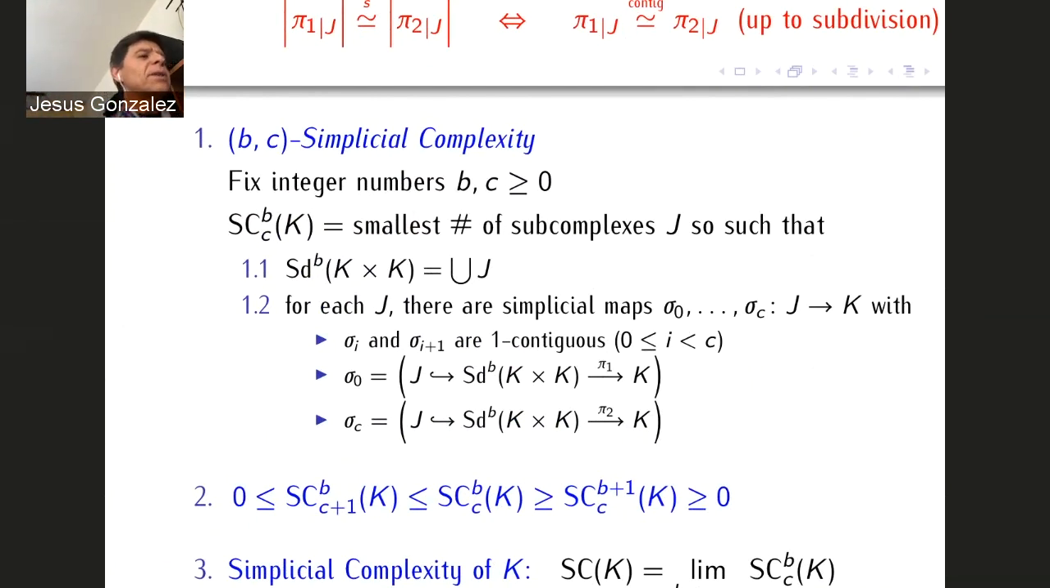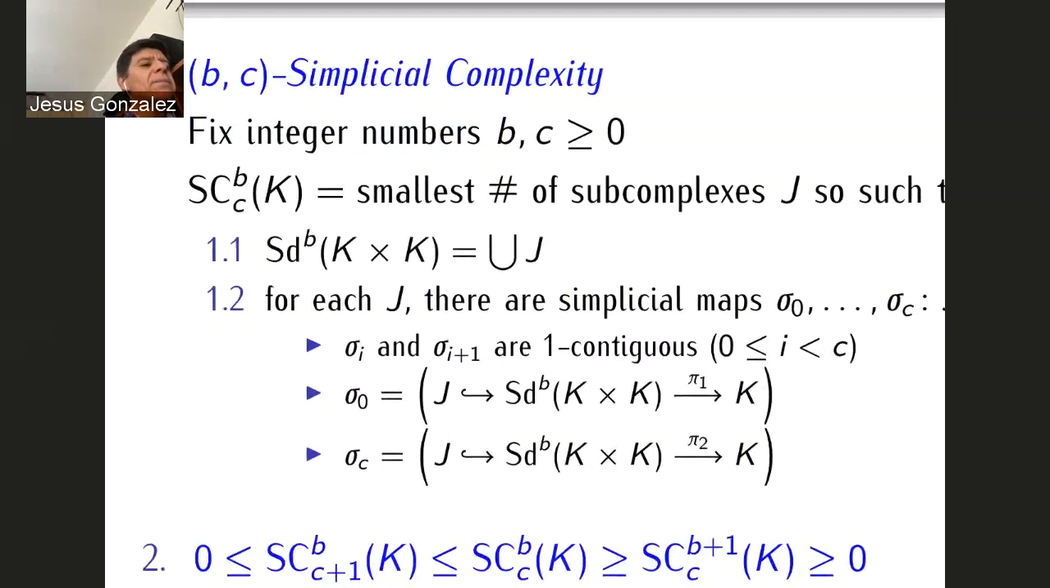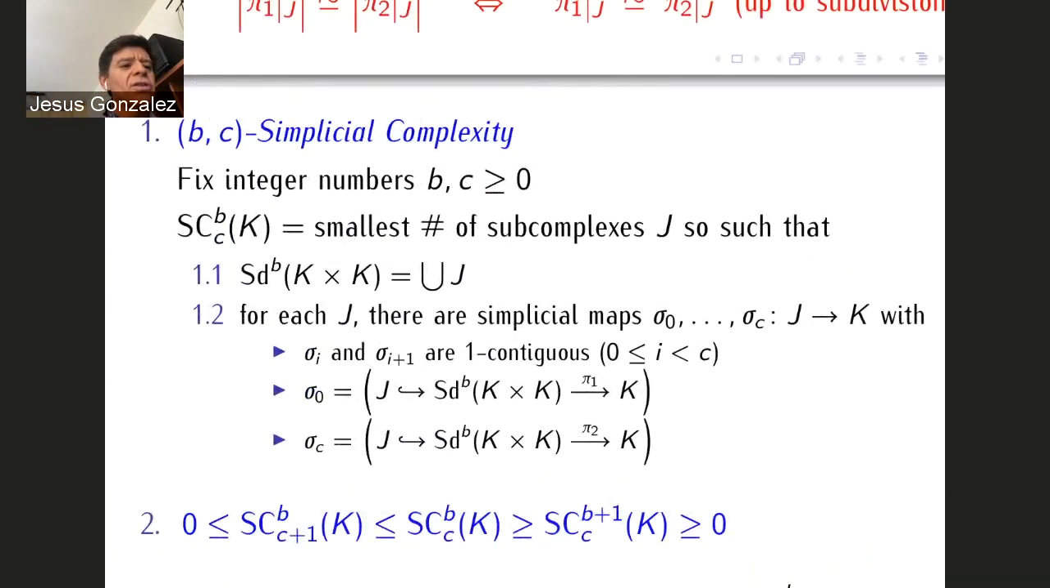And then I can define the simplicial complexity of type B, C of K as the smallest number of subcomplexes J covering the B-times subdivision of K times K, in such a way that the two projections from the subdivision into K, restricted to J, are chain contiguous by a chain of length at most C. So this is this number, the simplicial complexity, so controlled.